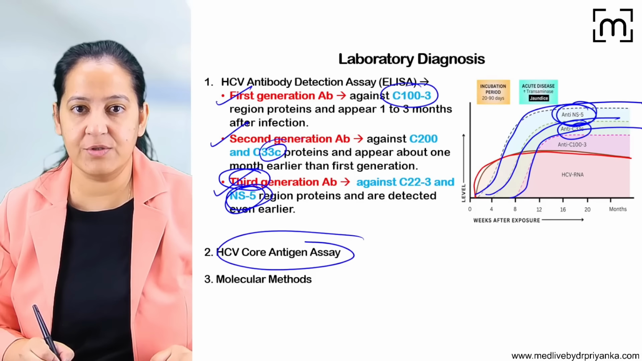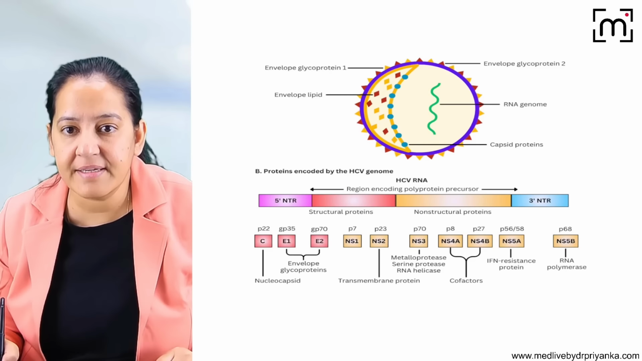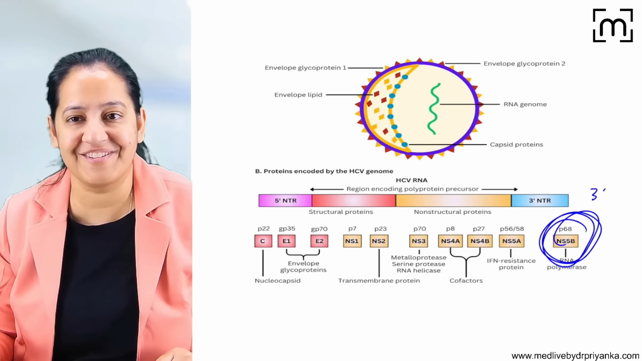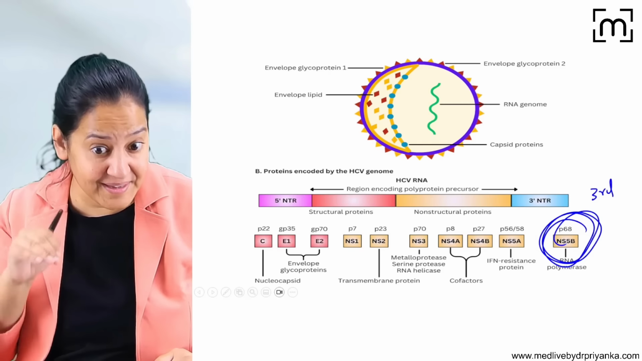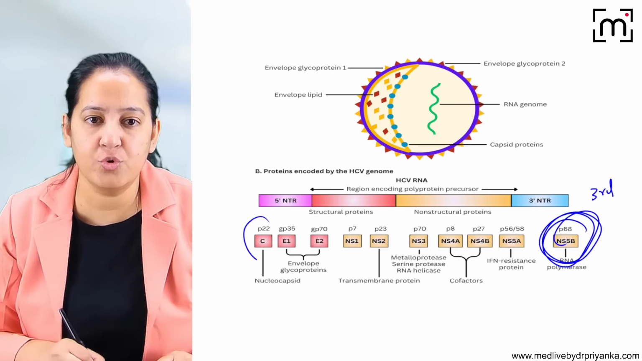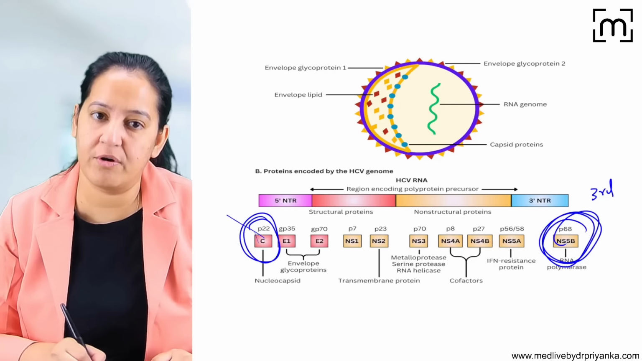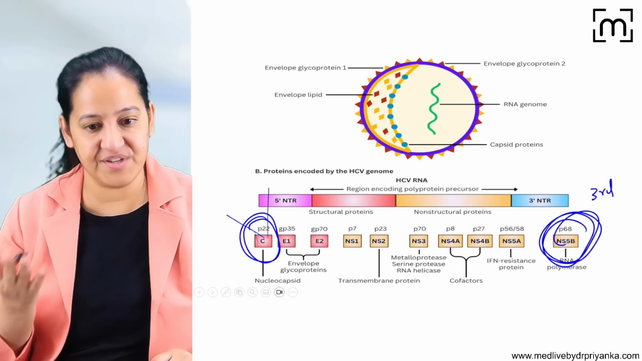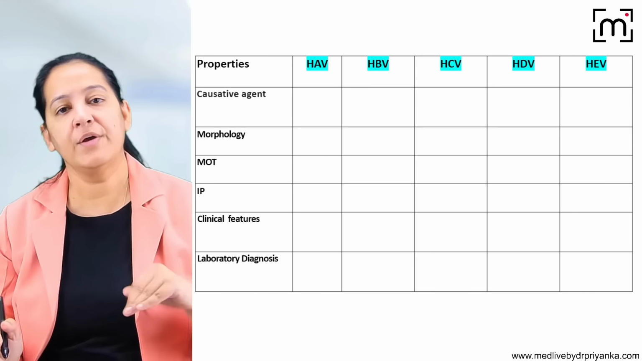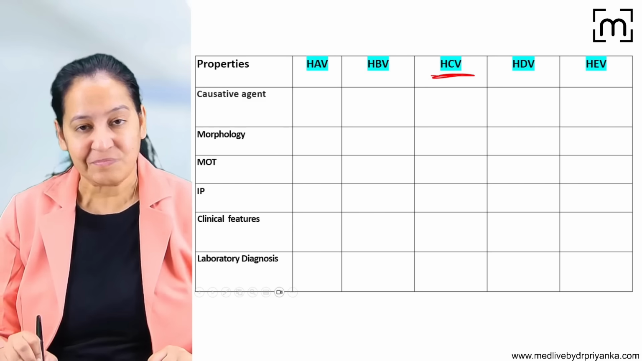In the structure of the virus, you can see first of all, the third generation antibodies are coming. That is NS5. This is third generation. They are coming earliest, the antibodies against this protein. The second generation is C200, and the first generation is C100. So in the C, there is C200 also, C100 also. So there is second generation and second generation and first generation. If you want to learn, that's not very important. You can learn the antigens and the antibodies. That's it. So we are done with hepatitis C virus also.